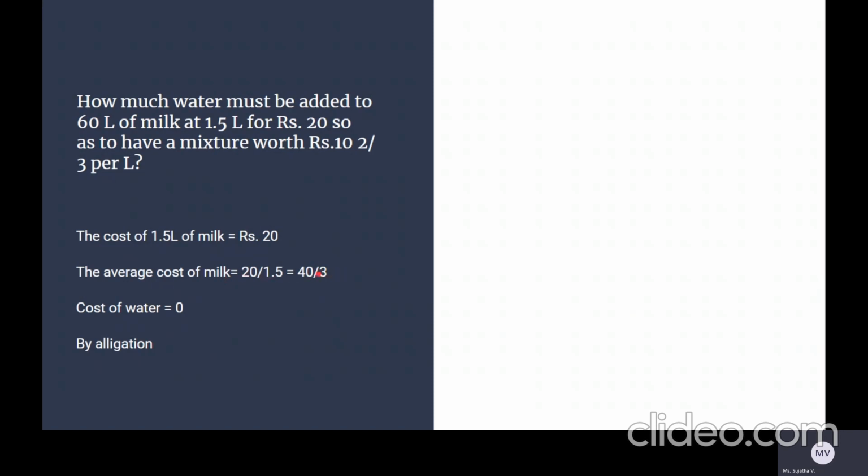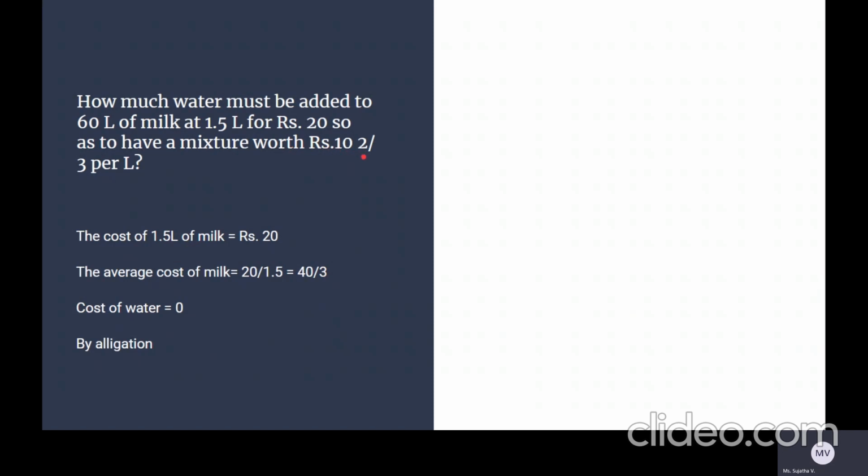How did we get this 40 by 3? We have just divided it. We are trying to find the cost for 1 liter of milk. And now he's adding water to it. We are considering the cost of water as 0 because it doesn't cost him anything to add water to the milk. So on one side you have milk and on the other side you have water, and we are taking the average cost price. When you mix it, what is the cost price of the mixture? It is 10 and 2 by 3 per liter.